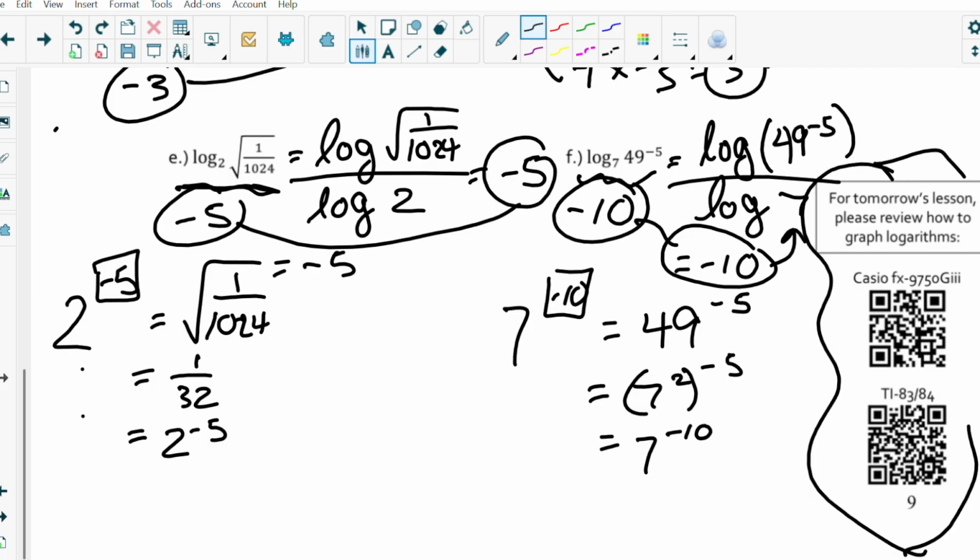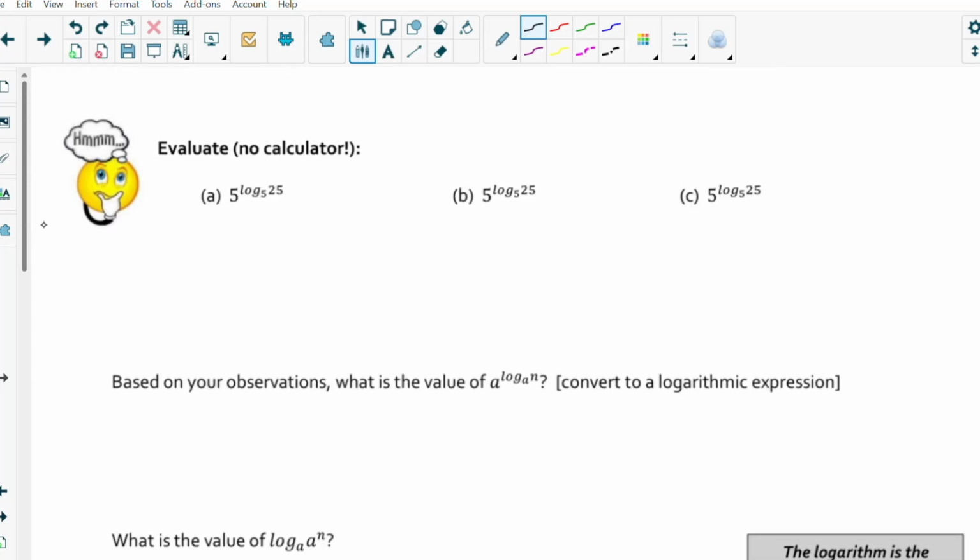Okay, pause here briefly. Remember for tomorrow's lesson, look at these because we're going to graph logarithms and transformations of them. So watch these videos to get an idea of how to do it on your calculator. It'll make tomorrow's lesson a lot faster. Okay, the next one. All right, next page, folks.